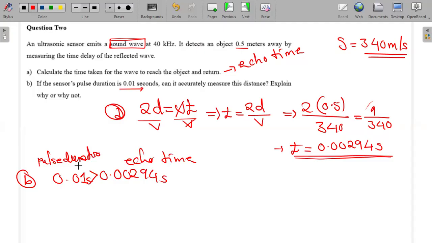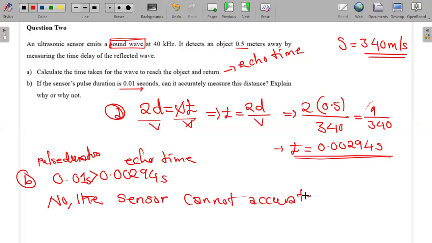So what is our final answer? We're going to say no. The sensor cannot accurately measure the distance. Why? It's because the pulse duration is greater than the returning echo time.